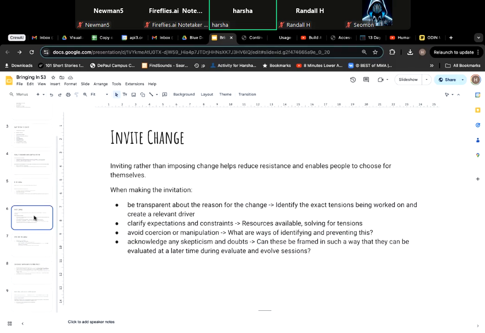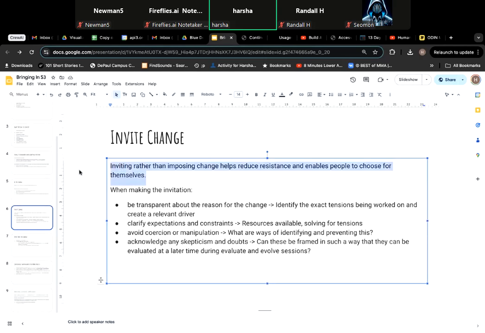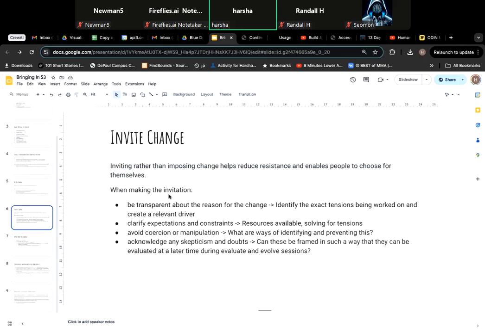So when we are suggesting a pattern to be used, the first thing we need to remember is that we need to invite change, as opposed to one person going, hey, we are going to try this out and everyone just has to agree. Again, it feels like an extension of the consent process where you invite change. When making the invitation, be transparent about the reason for the change.